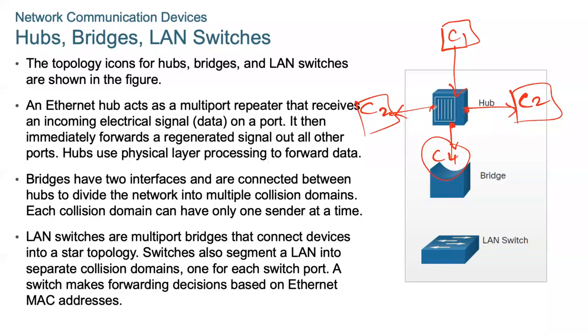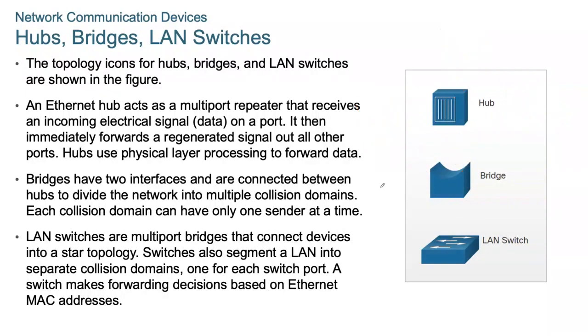Then the next part is the bridge. This bridge has two interfaces and is connected between your hubs to divide the entire network into multiple collision domains. So each collision domain has only one sender at a time, and all other ports are on the receiver side.